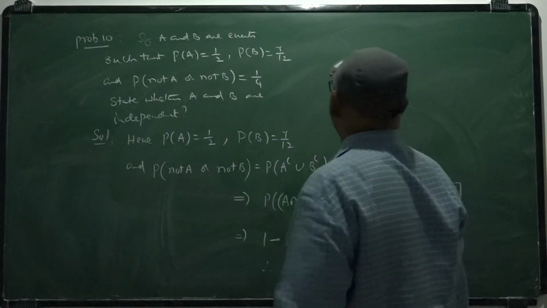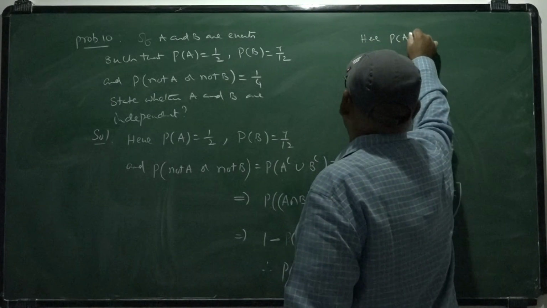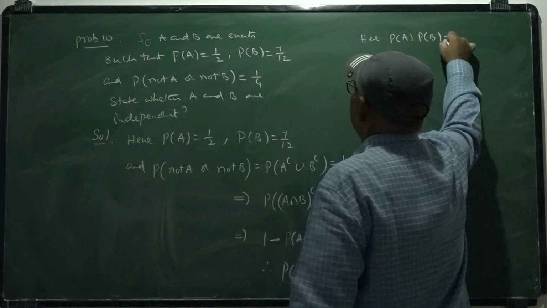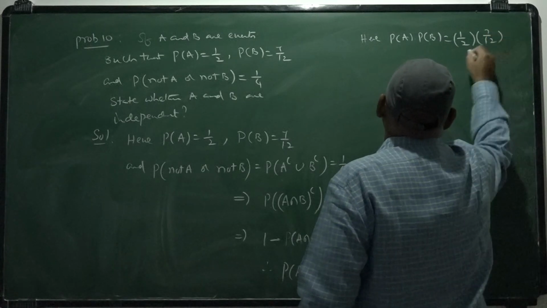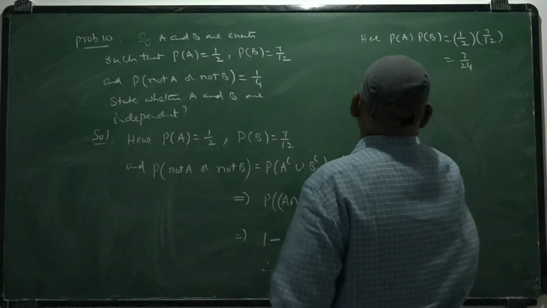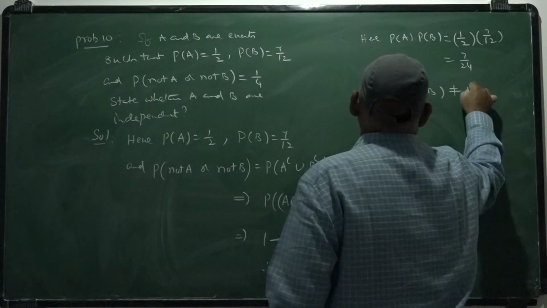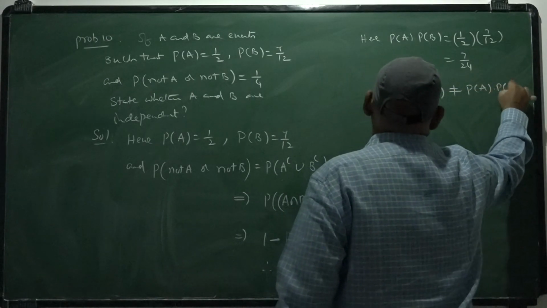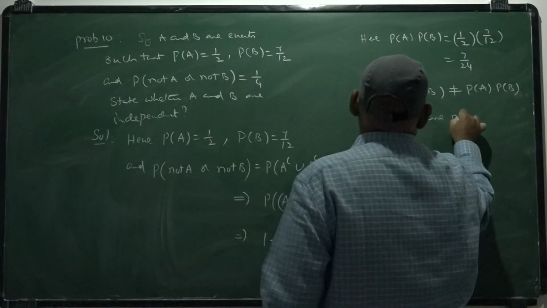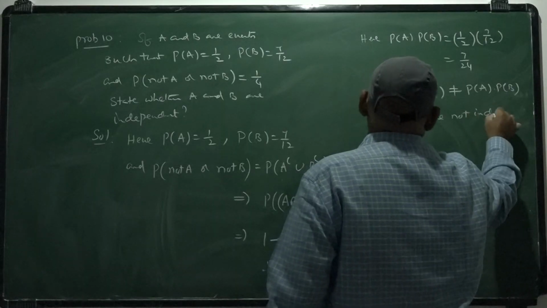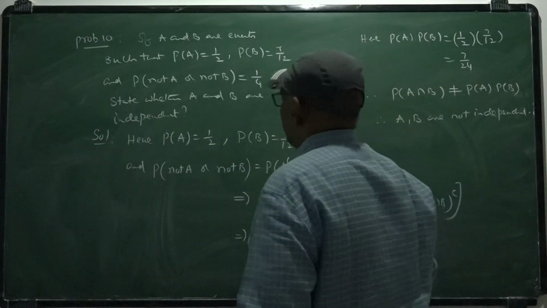So here P of A into P of B is 1 by 2 into 7 by 12, that is 7 by 24. So probability of A intersection B is not equal to P of A into P of B. Therefore A, B are not independent. So this is the conclusion.